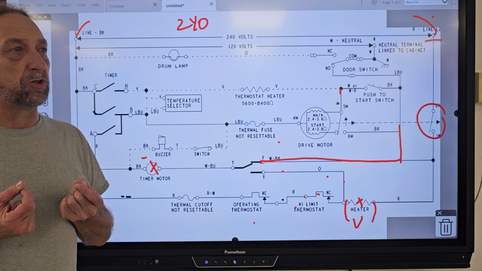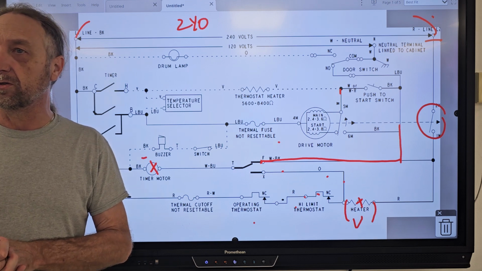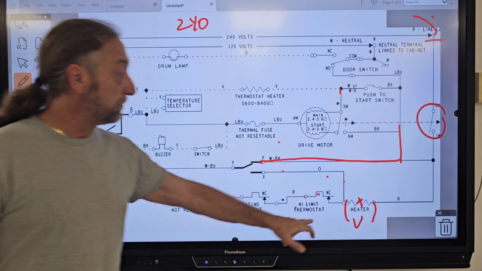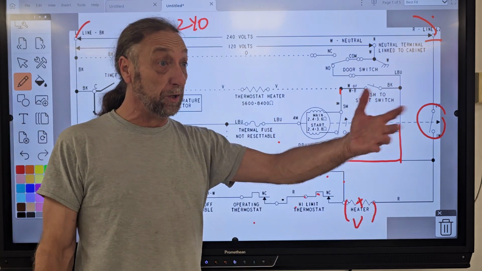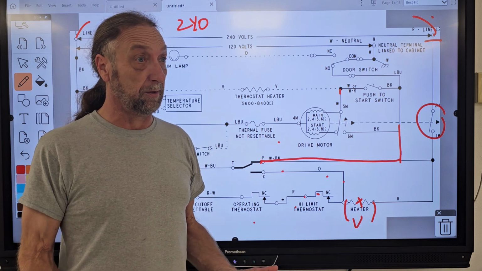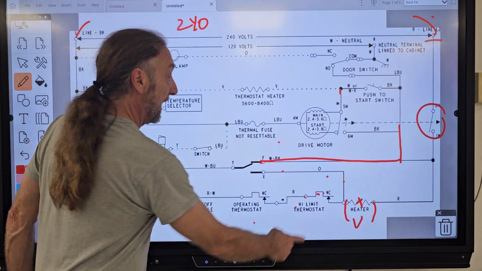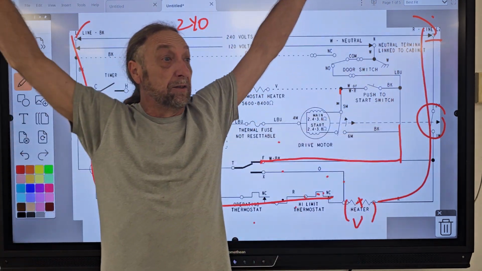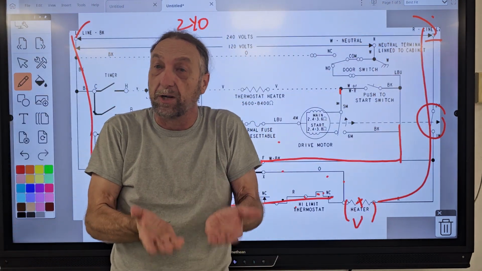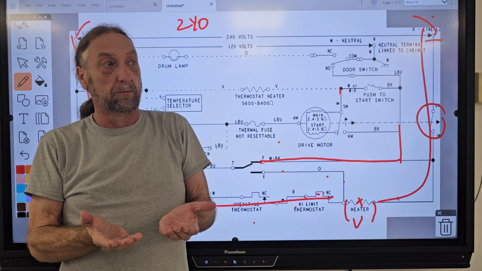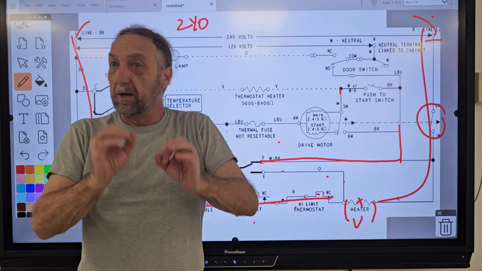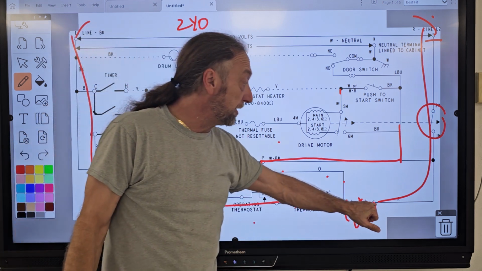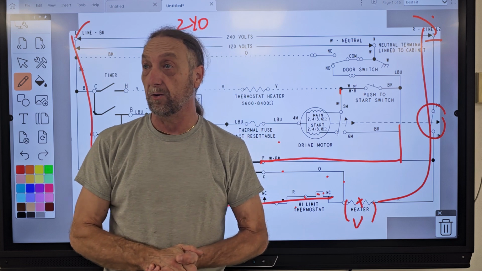I'm checking voltage. Does the heater create voltage? The heater needs voltage to work, but when I'm checking voltage, I'm not testing the heater. We do that for ohms or continuity. So when I'm doing a voltage test, I'm checking the circuit coming down to the element, the circuit that's bringing power to that element. I'm not checking the element. That's continuity or resistance.